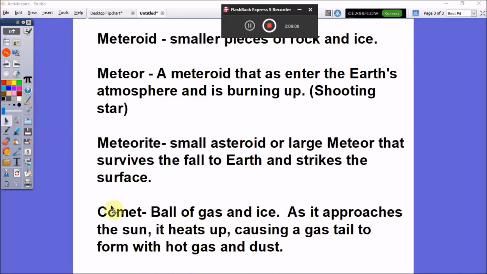But once again, a comet is in space. Okay, a meteor is entering the Earth's atmosphere. This comet is in space. All right, so that's a major difference.